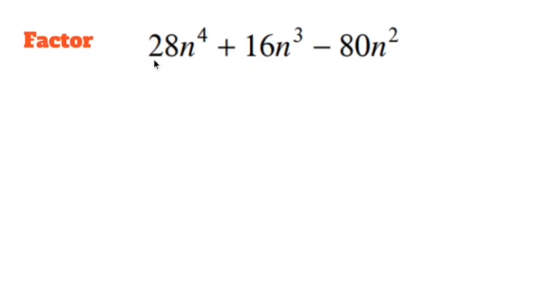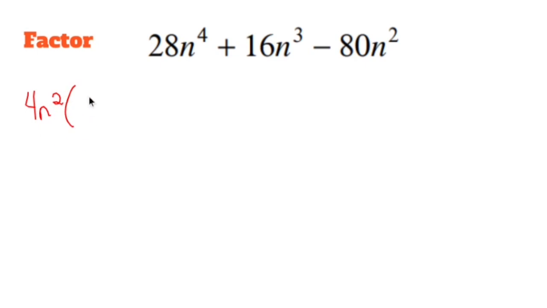All right, we need to factor 28n to the fourth plus 16n to the third minus 80n squared. You know from Algebra 2 that factoring could be so many things. It could be pulling a greatest common factor out. It could be like dealing with a quadratic. In this case, I'm going to start out by knowing that these are all even, and I can definitely bring out a 4. I can bring out an n squared, so let's start out with that. 4n squared.